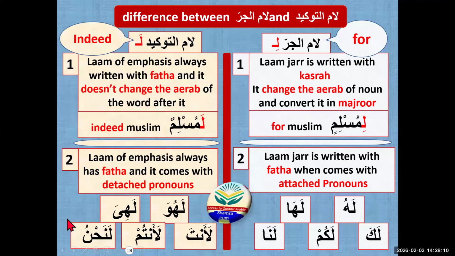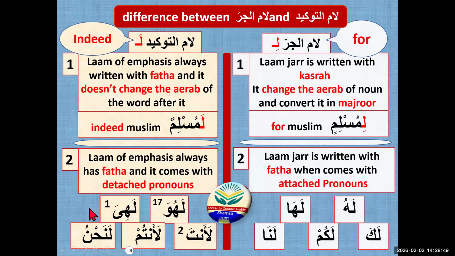Now I want to make it easier for you, so I will explain that this lam of emphasis is used less than the lamu jar. Lamu jar is used many, many times in Quran Majid, while lamu tauqeed is not used as much. La huwa is used 17 times with this lam, only 17 times in Quran Majid. Lahiya is used only one time in Quran Majid. So now you can see that laha is used so many times in Quran Majid, while on the other hand, lahiya is used only one time.